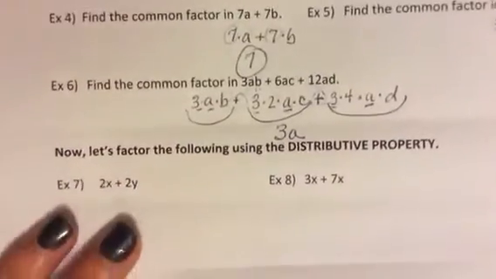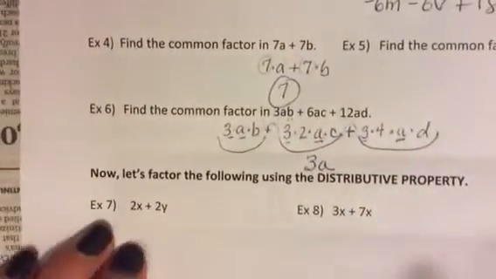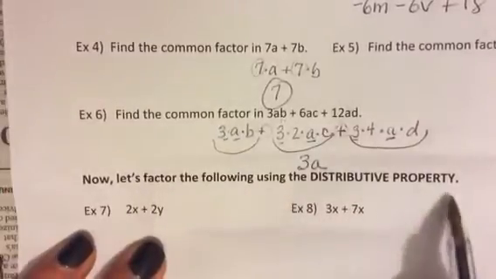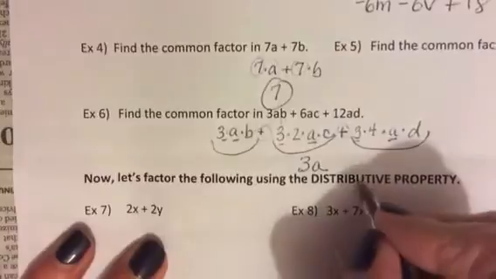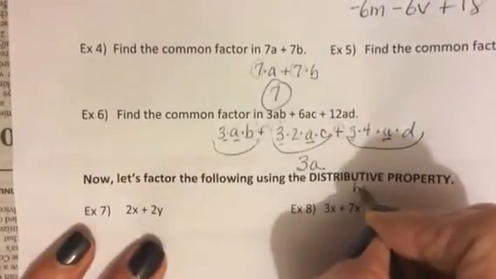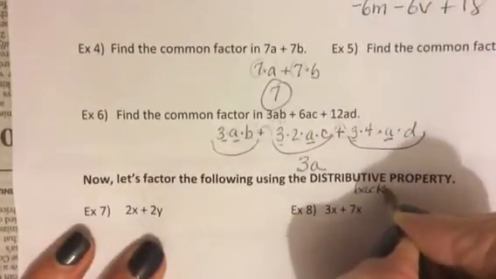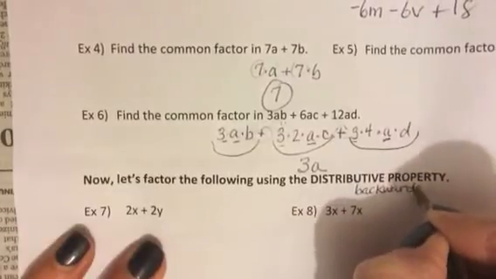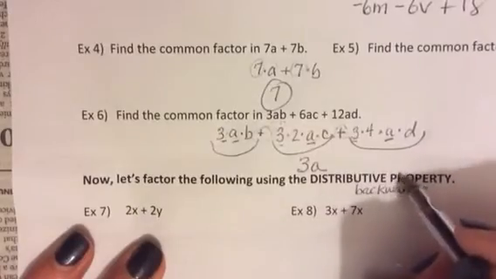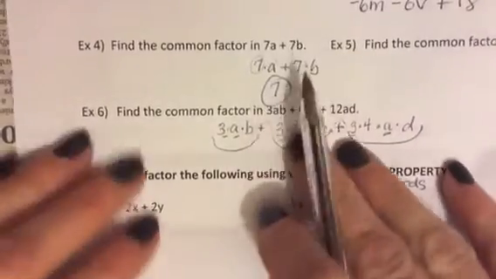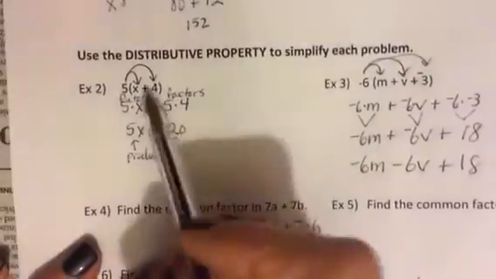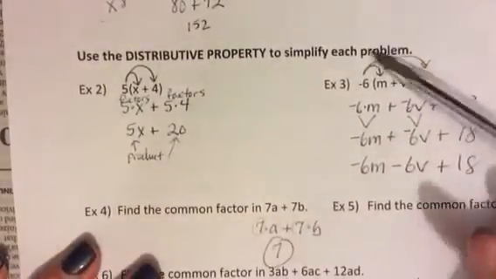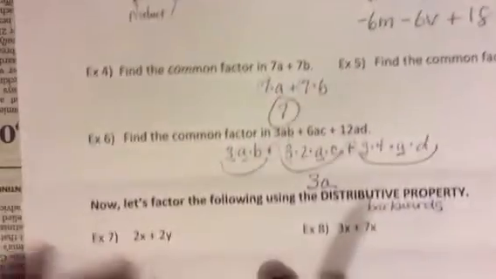So now we have 7, 8, and 9. Let's look at 7 first. It says, let's factor the following using the distributive property. And we're using the distributive property backwards from the way we know it. We've learned it where we distribute in. Now we're going to divide back out if we do the distributive property backwards, because the distributive property means we're multiplying all the terms, and if we're going to factor out the common factor, we're going to divide it back out.